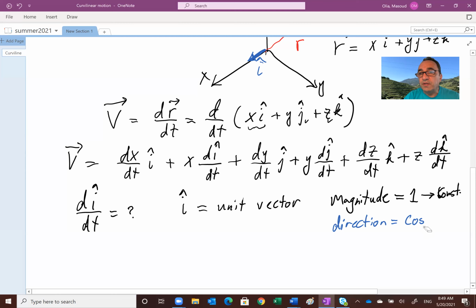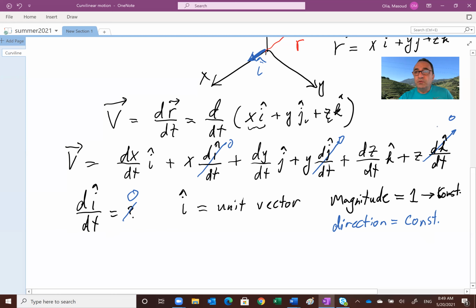Direction is also constant. So if you have a vector whose magnitude is constant and direction is constant, then the derivative of a constant must be equal to 0. So this guy is 0. Similarly, you could say dj/dt is 0, and this guy dk/dt is 0.